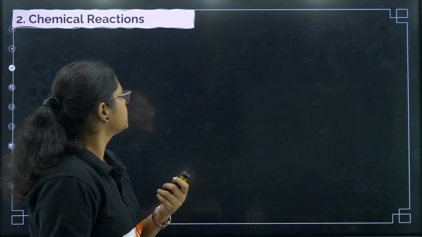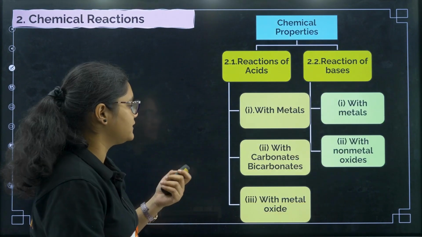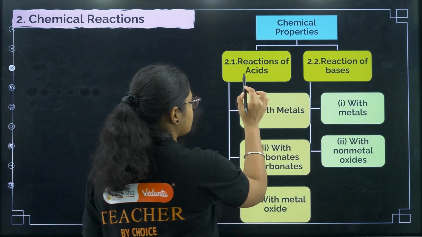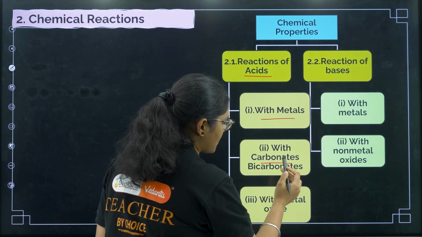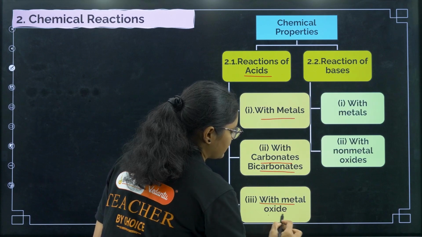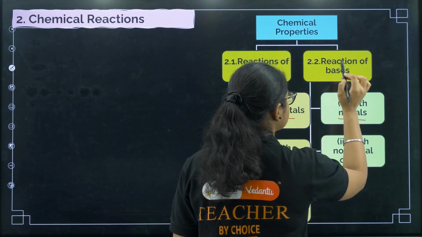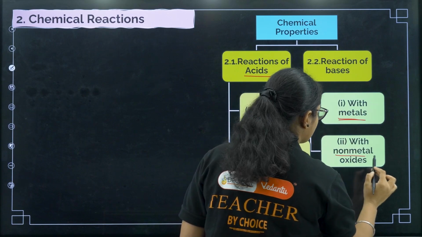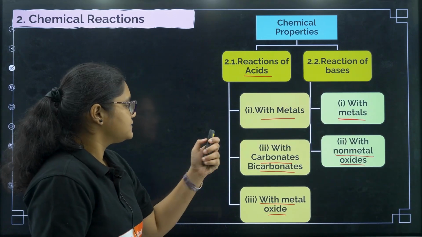Okay. Next, coming to chemical reactions of acids and bases. You will find certain types of reactions. Reactions of acids, what are they? With metals, with carbonates and bicarbonates, and with metal oxides. For bases, we will see reactions of bases with metals and reactions of bases with non-metal oxides. Now let us see these reactions quickly.